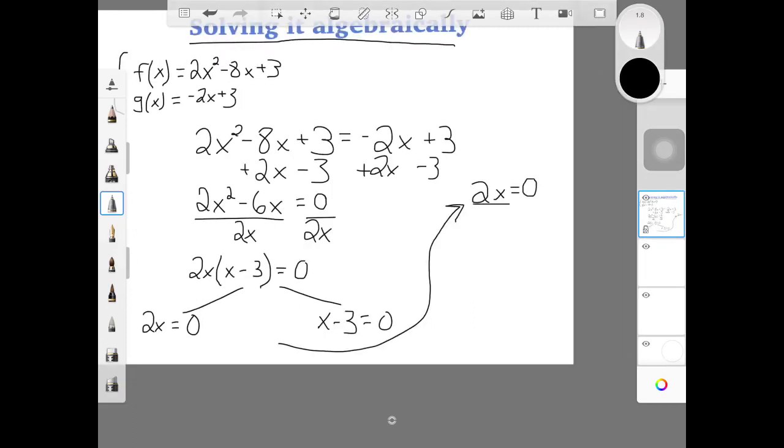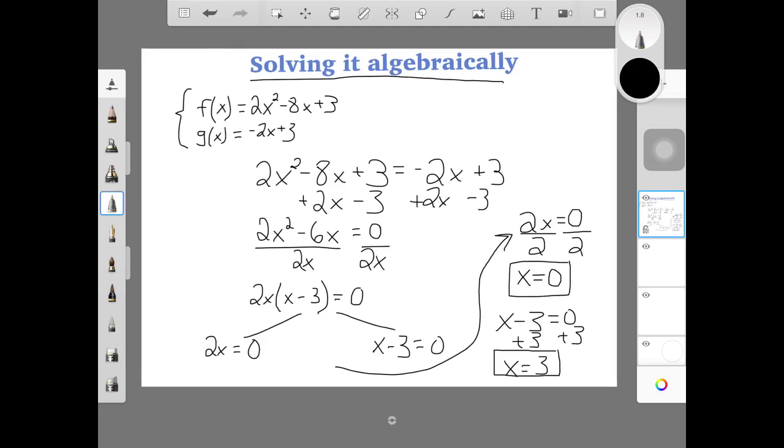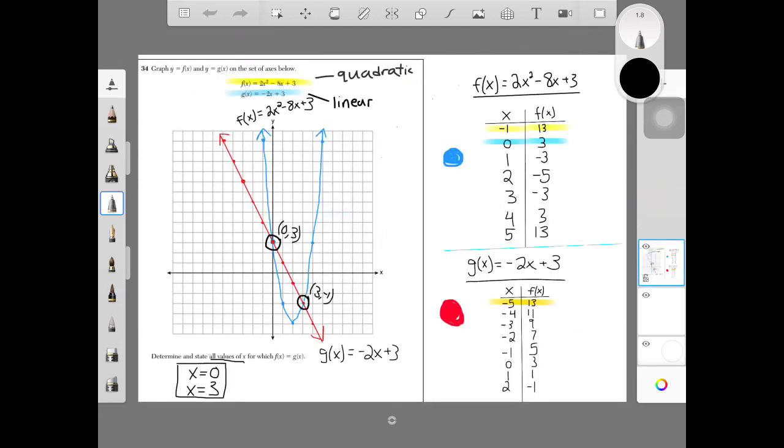To solve the first equation, 2x equals 0, I divided both sides by 2 to isolate x. 0 divided by 2 is just 0, so I got x equals 0 for this equation, which is one of my answers. Now I have to solve the second equation, x minus 3 equals 0. I added 3 onto both sides to get x equals 3, which is my second answer. This is what my work looks like after solving this system algebraically. If I go back to how I solved it graphically, I got the same answers, x equals 0 and x equals 3, which is expected.